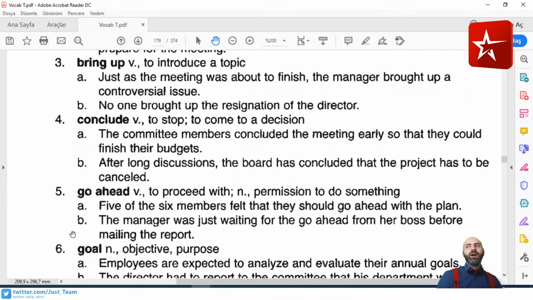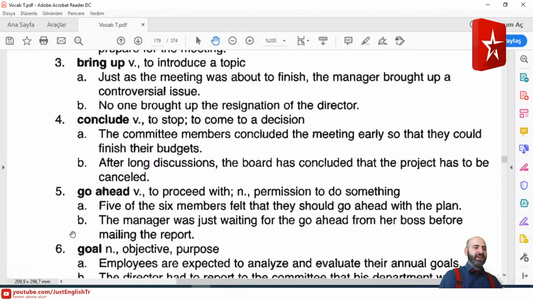For example, I talk to my manager and I ask, I want to prepare this project like this and I want to use this method. And my manager says, go ahead. So I have permission. I will do what I want to do, how I want to do. Keep doing. Yeah, something like keep doing.